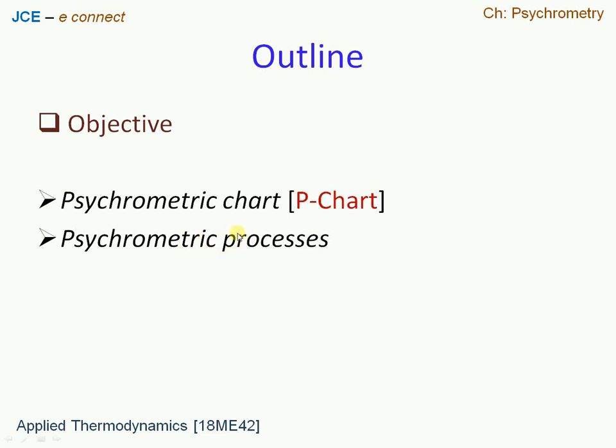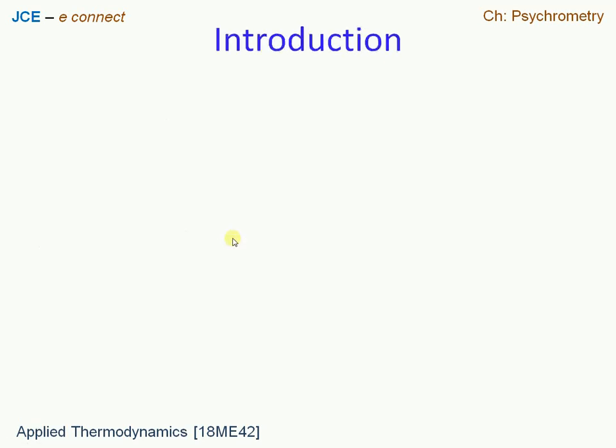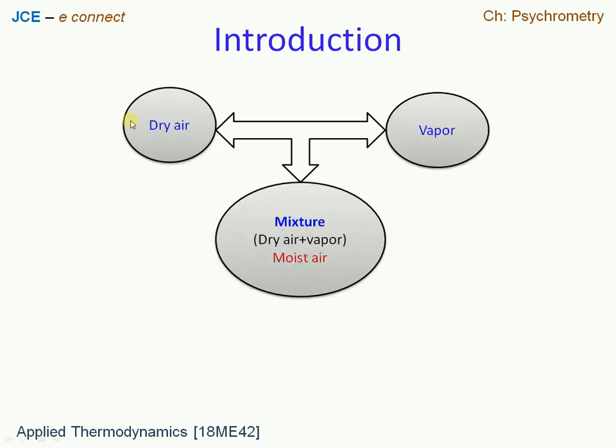Just before we proceed with the psychrometric chart, let's recall what we have studied in our previous class. In the previous class we were looking at what is psychrometry, and we understood that psychrometry deals with the study of moist air and the properties of moist air. In the atmosphere we have dry air, and also some amount of water vapor, and the combination of dry air and water vapor we call a mixture. In other words, we call it moist air. So psychrometry is a study of properties of moist air.